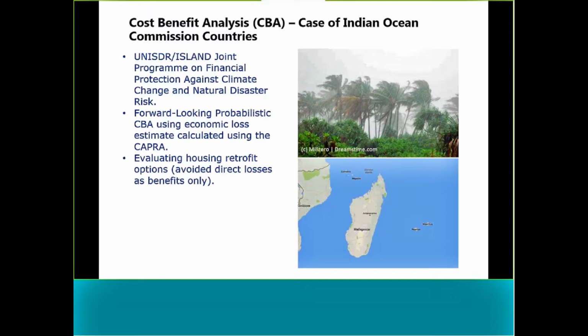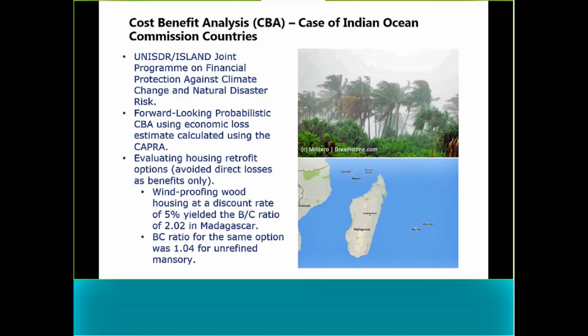So we estimated cyclone risk with and without local housing retrofit options to quantify the avoided direct losses as benefit. The estimate shows that windproofing the wooden houses, for example, would yield a benefit cost ratio of 2.02 in Madagascar, whilst the number was 1.04 for refined masonry. This illustrates that risk information you have collected could be monetized and yield some of these types of indicators that allow you to make investment decisions.